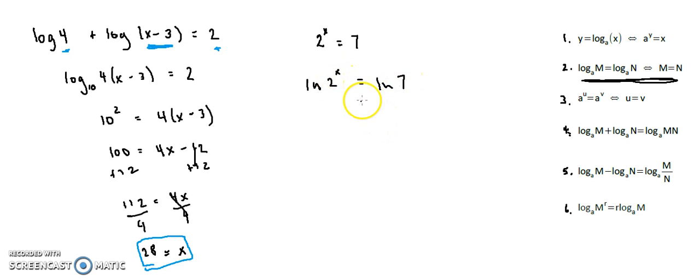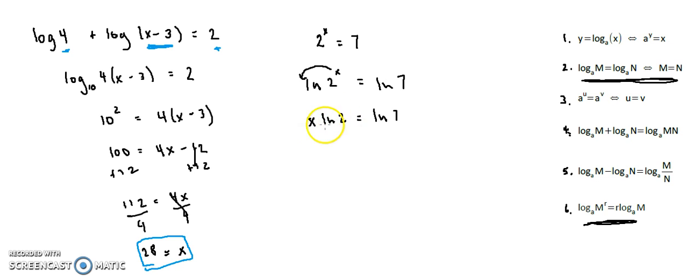So we get natural log of 2 to the x equals natural log of 7. How does this help us? Well, remember rule number 6. Rule number 6 tells us that an exponent inside the logarithm is the same as a coefficient. That's going to get that x out of the exponent so we can actually get to it. So we get x ln 2 equals ln 7.